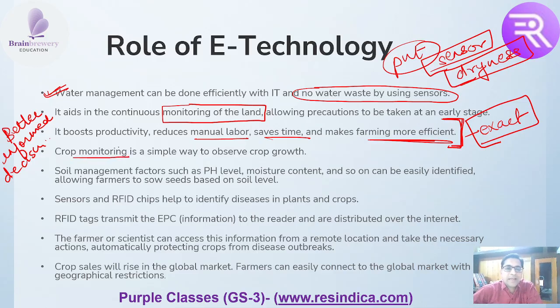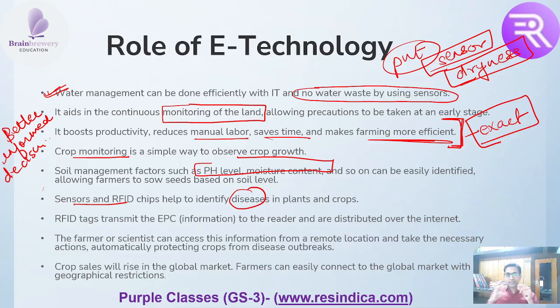Crop monitoring will be the easiest thing we can do with the role of technologies. We can monitor the pH level of the soil, moisture content, and many other things by placing sensors in the soil itself. Sensors and RFID chips help in identifying disease. If we put sensors or RFID, radio frequency identification chips, near the crop area, they will be able to monitor certain kinds of microorganisms, because these sensor and RFID technologies are equipped to find out what the problem is.